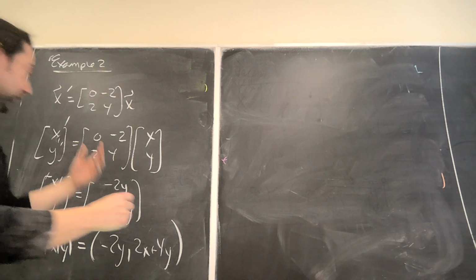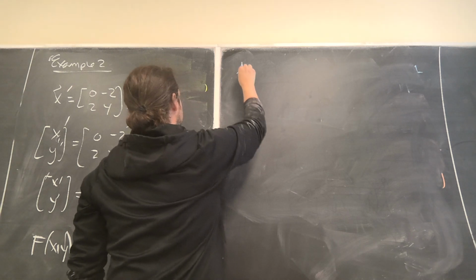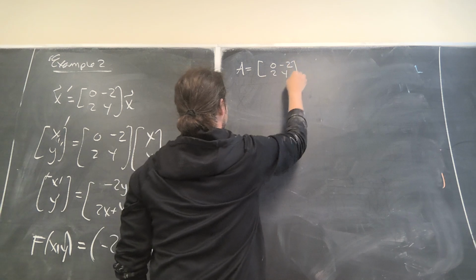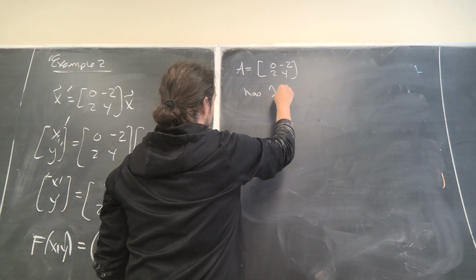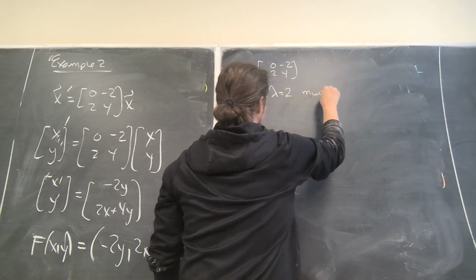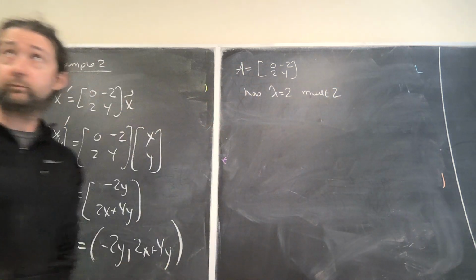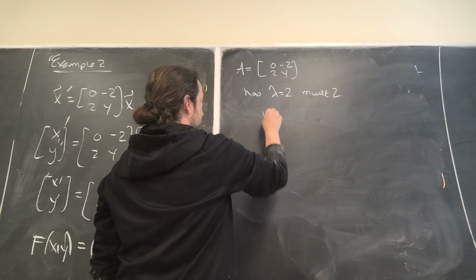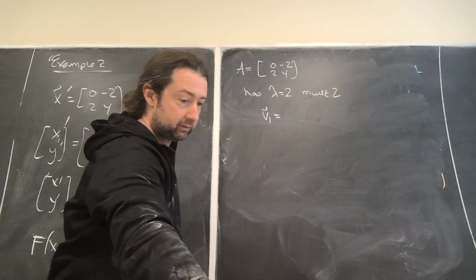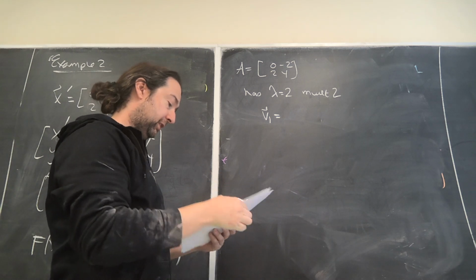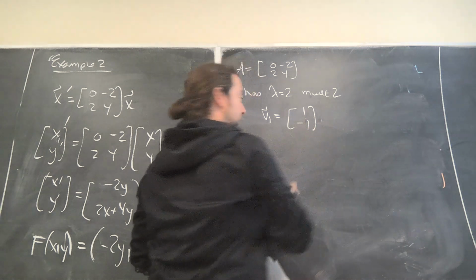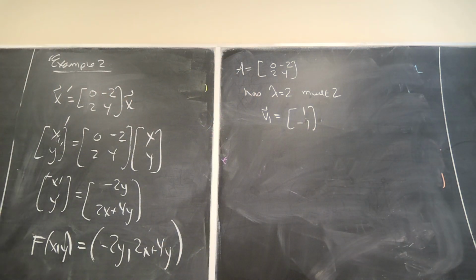Okay, so I guess the first thing to observe here is that the matrix A, which is 0, minus 2, 2, 4, has lambda equal to 2 with multiplicity 2. But the geometric multiplicity of that eigenspace is just 1. It has one linearly independent eigenvector. So, for example, the eigenspace could be written as the span of the vector 1, negative 1. So just one eigenvector.